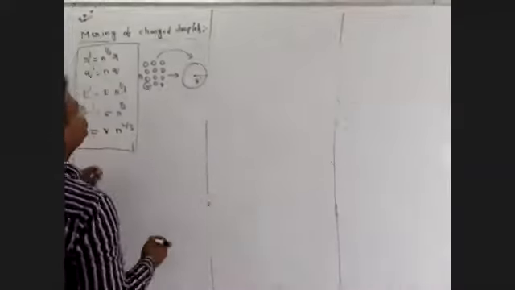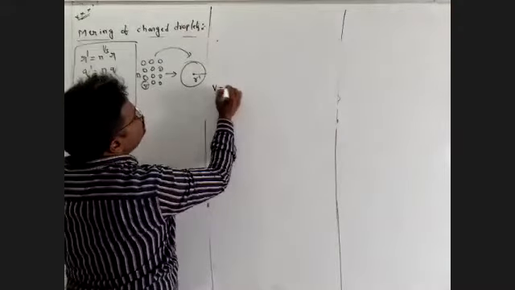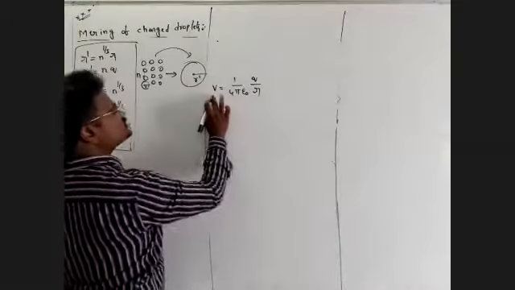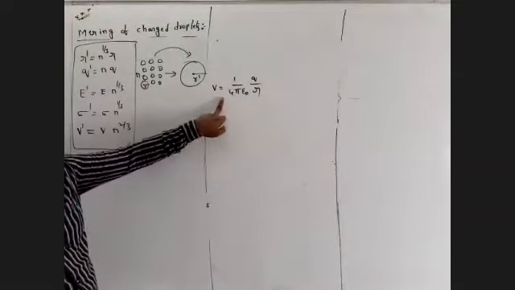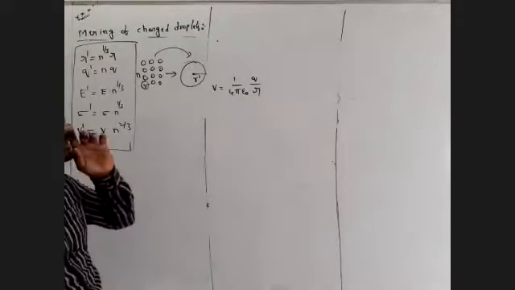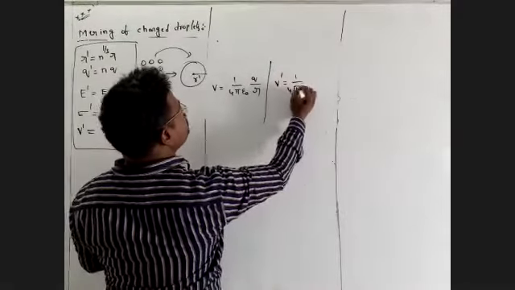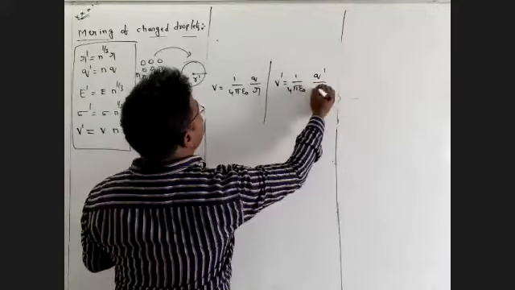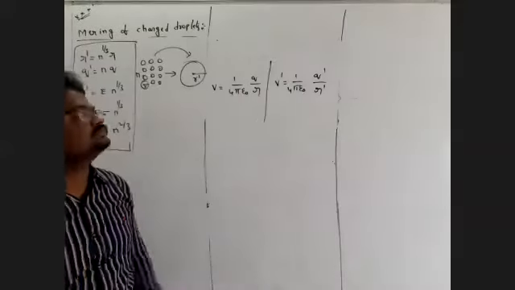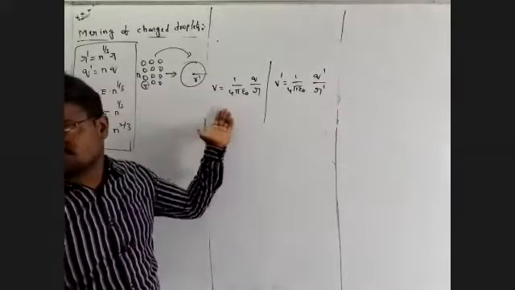So V is equal to 1 by 4 pi epsilon naught Q by R. This is the formula for the electric potential of the small charge. And V dash is equal to 1 by 4 pi epsilon naught Q dash by R dash. This is the electric potential for the big drop.